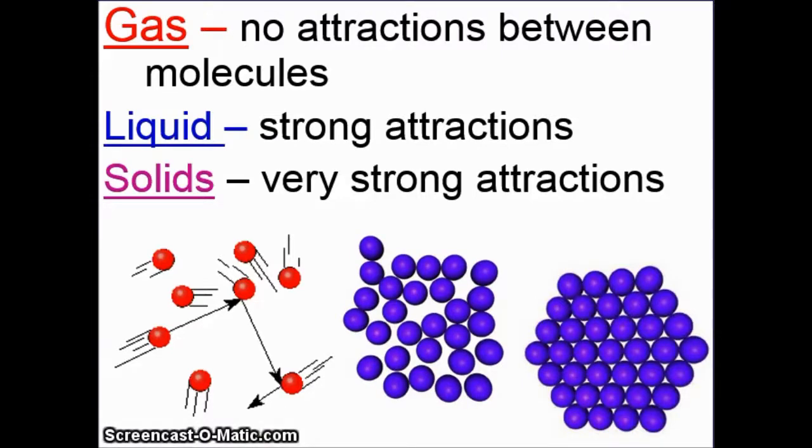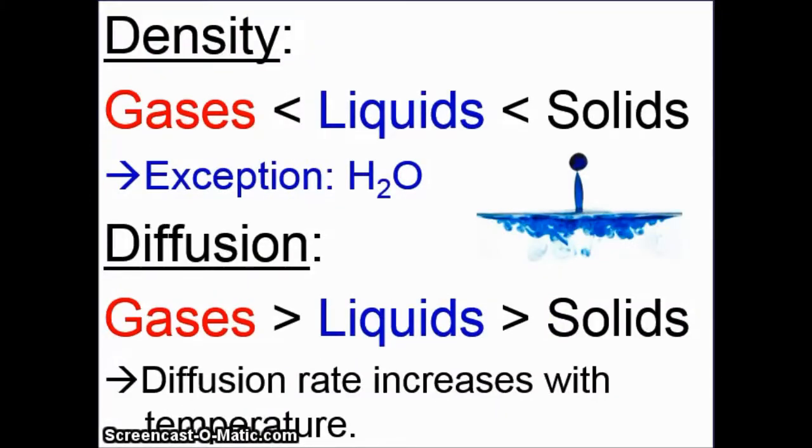Because of this, this relates two different properties, density and diffusion. In density, the gases are far apart, taking up more space. They have the least amount of density. And then we have our liquids, and then the solids with the greatest amount of density, with the exception of H2O. With diffusion, I'll define for you in a second, but the gases have the greatest rate of diffusion, and then it goes down to solids.